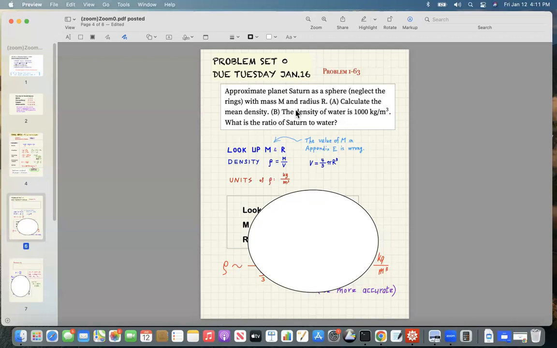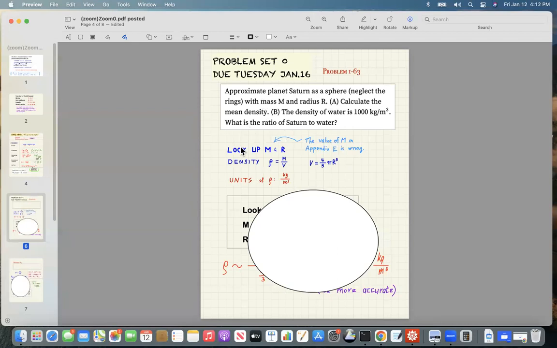The second part of the problem: the density of water is 1,000 kilograms per cubic meter. A cubic meter of water, try to picture the size of a cubic meter. Take a meter stick in 3 dimensions: length 1 meter, width 1 meter, height 1 meter. So that's a meter cubed, the volume. That weighs a ton. That weighs 1,000 kilograms, which is a metric ton. And the second part of part B is, how does the density of Saturn compare to water?